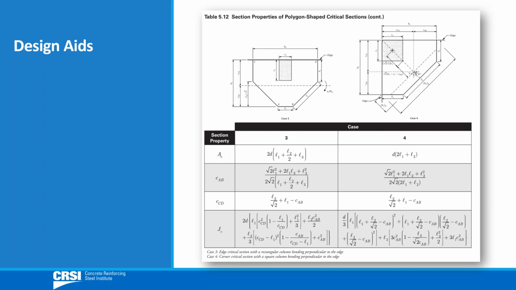Numerous design aids are given that can be used to expedite the overall design process. Shown here are section properties of polygon-shaped critical sections, which are applicable to two-way slabs with stirrups or headed shear stud reinforcement. Similar tables are given for rectangular and circular columns.